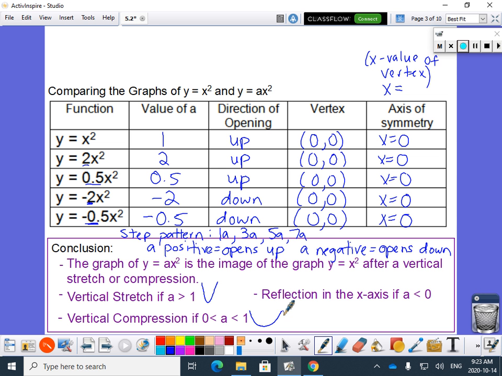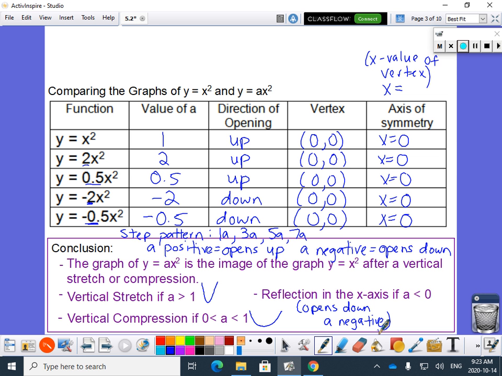And then lastly, a reflection in the x-axis. That is the term that we use when a is negative. So I want you guys to put here, opens down, a negative. So vertical stretch is when a is positive and is greater than 1. Vertical compression is when a is greater than 0 but less than 1. And a reflection in the x-axis is when a is negative and it opens down.